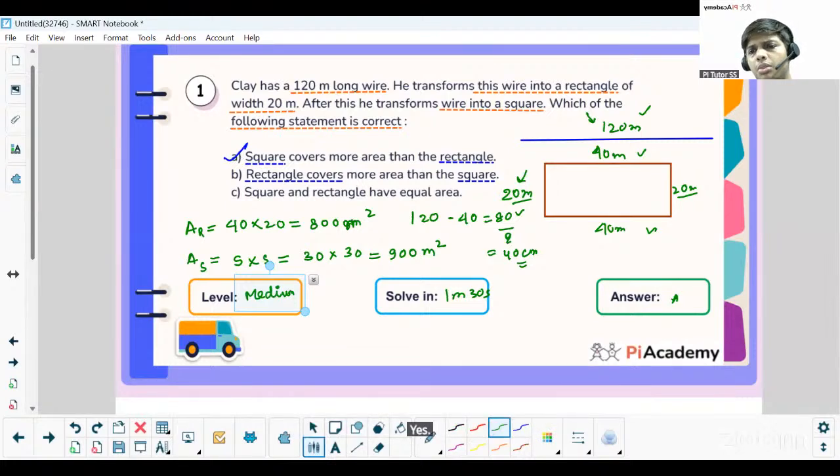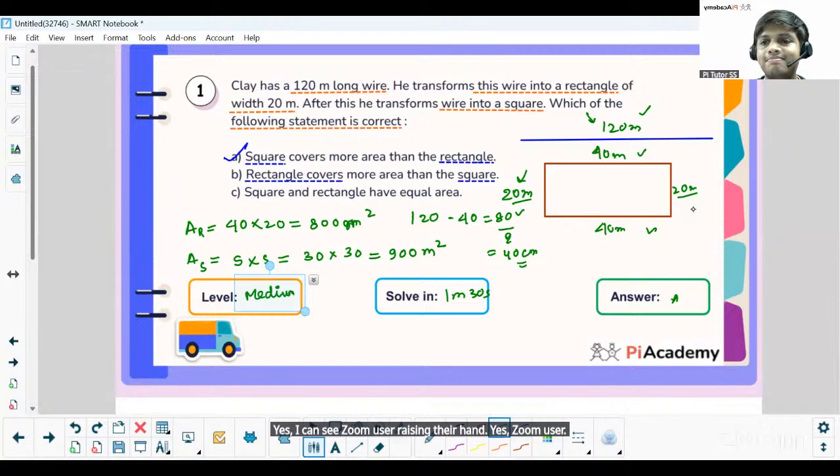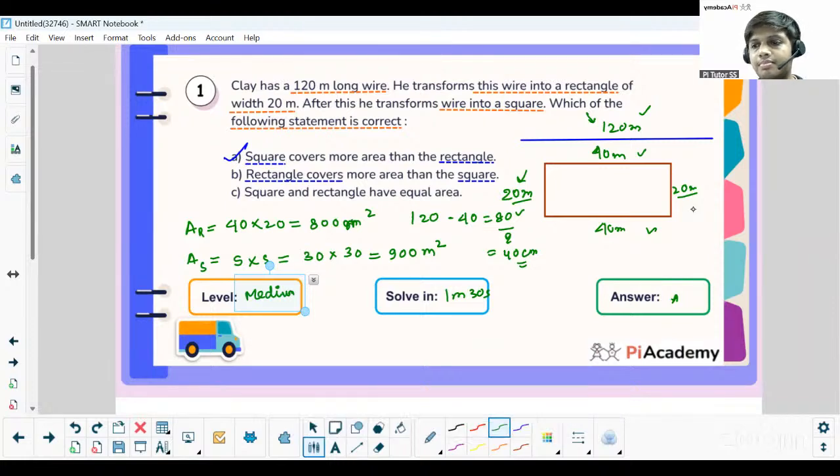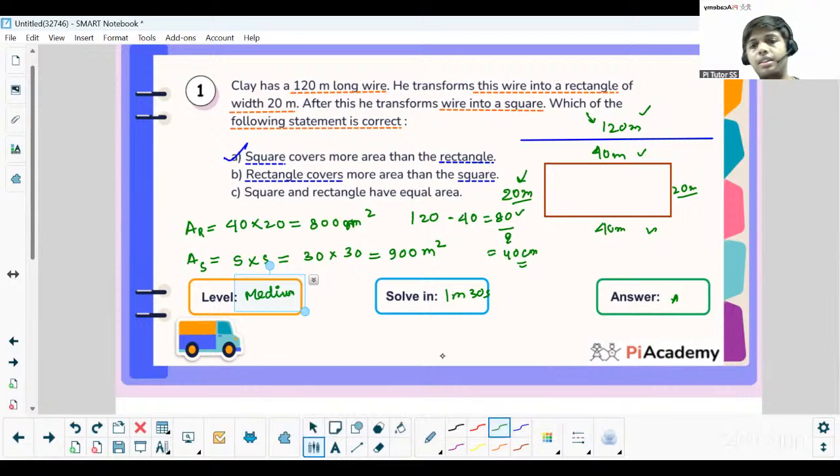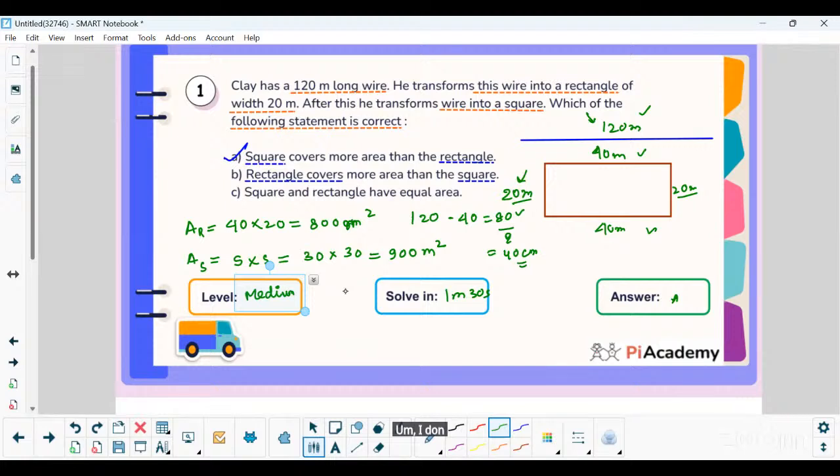Yes, I can see a Zoom user raising their hand. Yes, Zoom user. Is there something that you have missed or you were not able to understand? Yes, V. I don't get how you got 30 for the sides of the square.